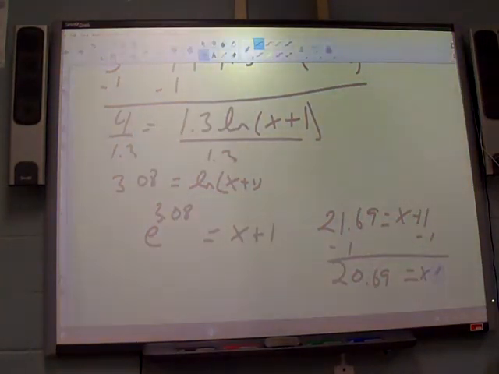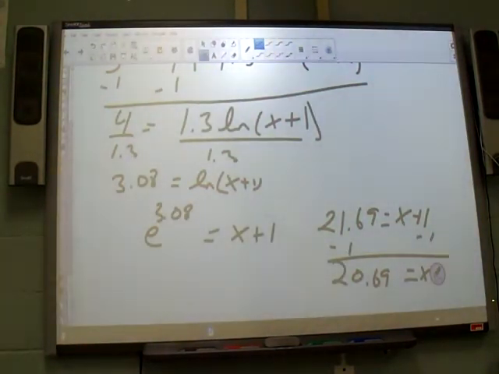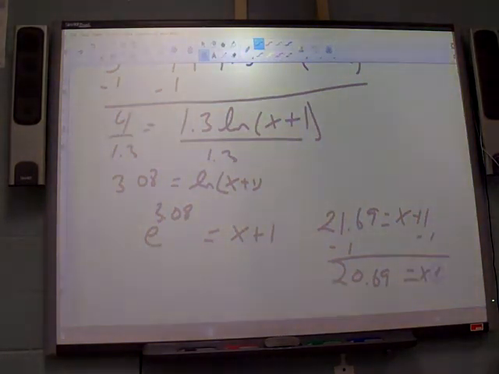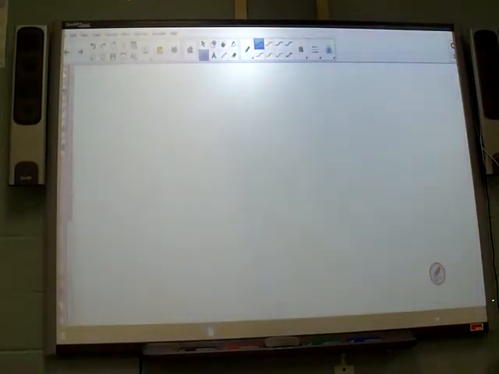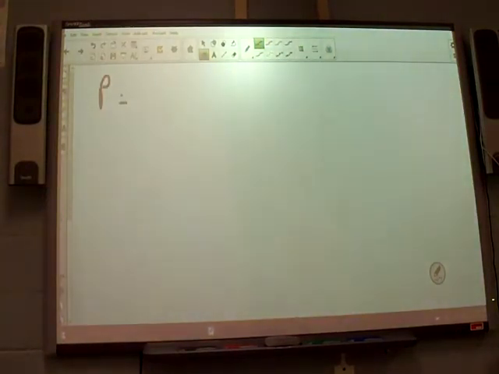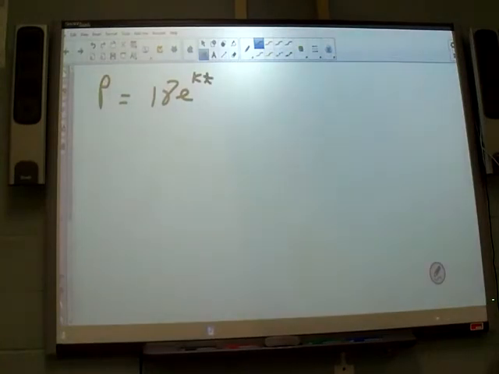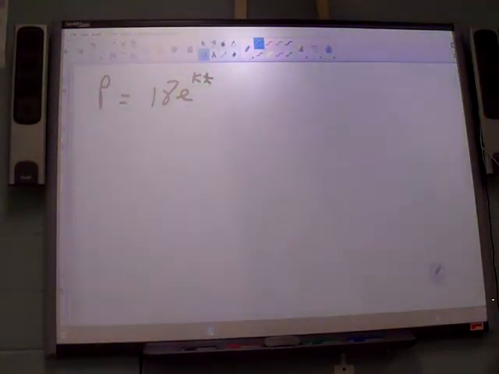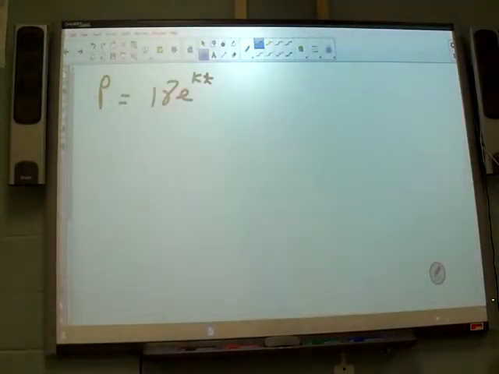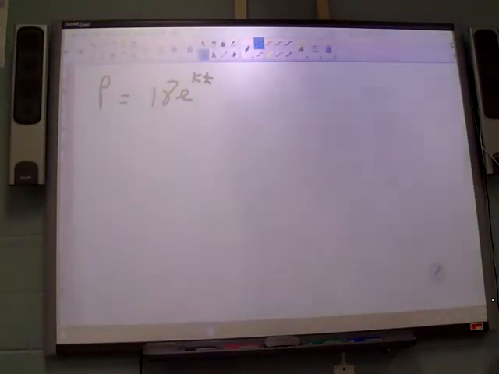Okay, number 19 looks complicated, but it's not. We ready? P equals 18e to the kt is what they gave you. That function models the population in millions, and that's important, of a particular country t years after 2013.